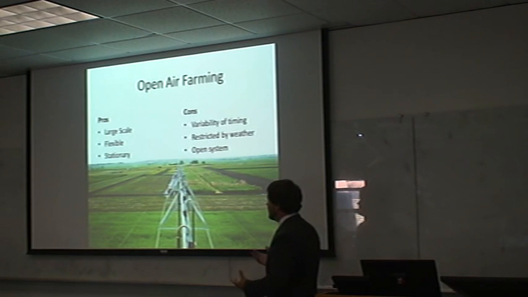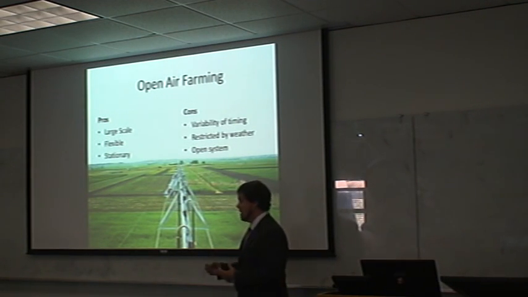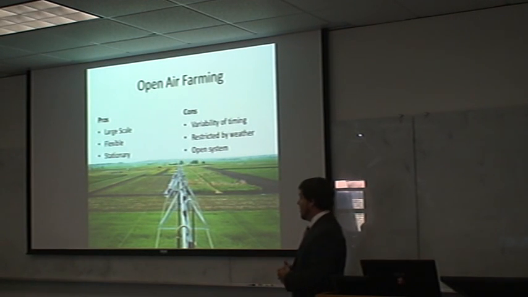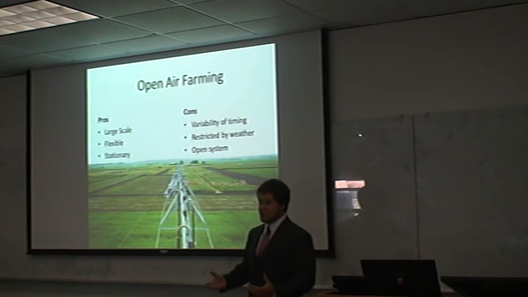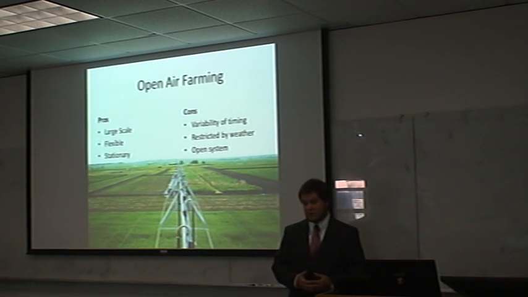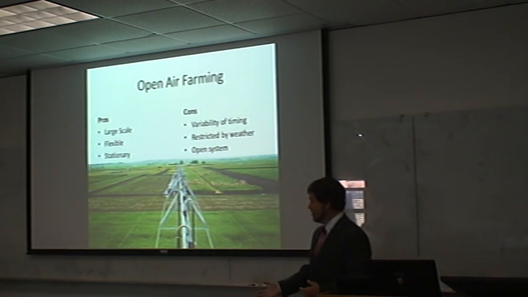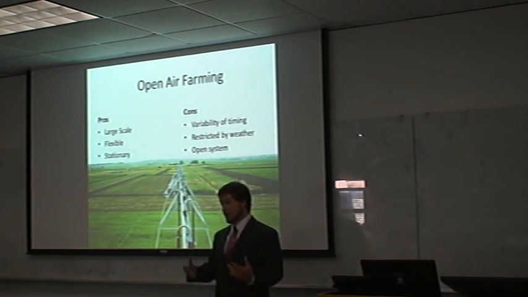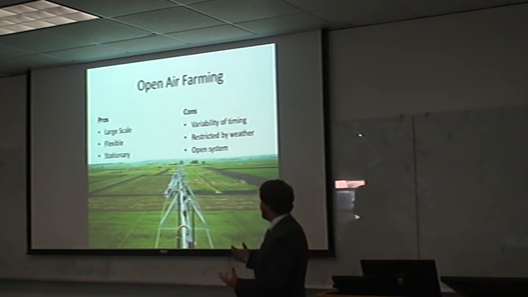The pros of open air farming are that it's large scale. You can put 100 acres of pine trees and grow them and sell them as Christmas trees. It's very flexible, so you can grow pine trees on it today and in a year you can grow corn, and it's stationary. You plant a tree there, it's going to be there, and then you cut it down. You plant a plant there, it's going to be there.